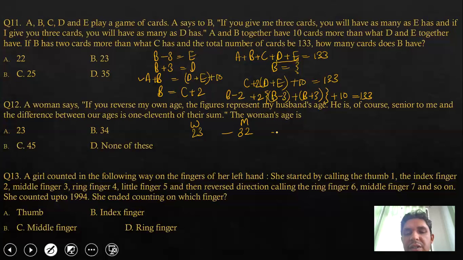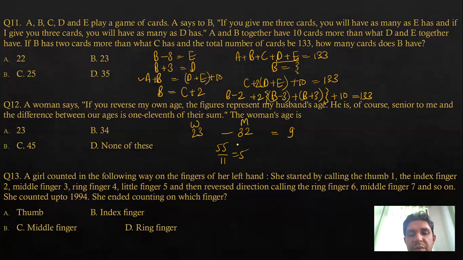The difference between these two ages is 9, right? The difference between their ages is 1/11 of the sum. So if we add these, 55 divided by 11, this will be 5. This is not the same, so the age cannot be 23. We can check another option.